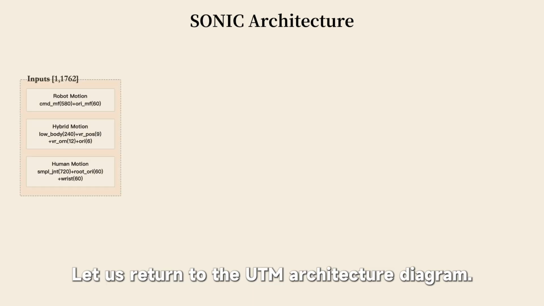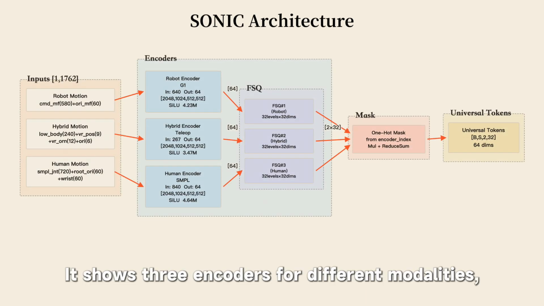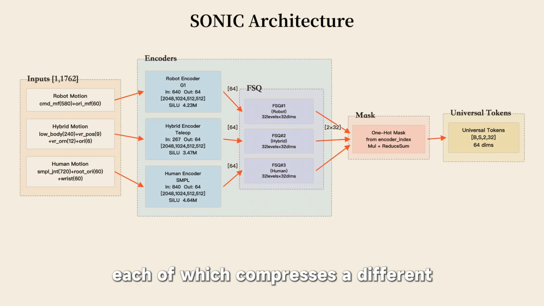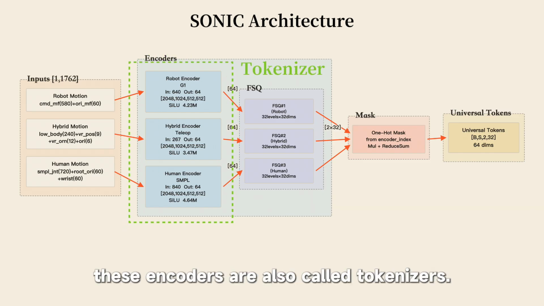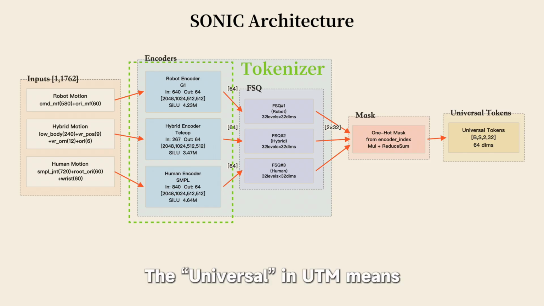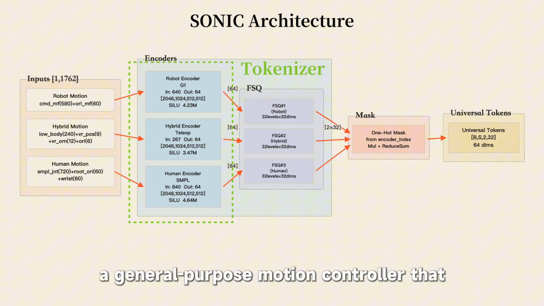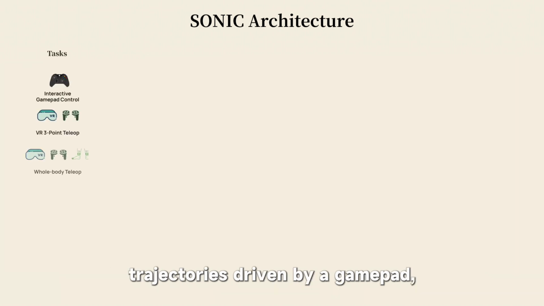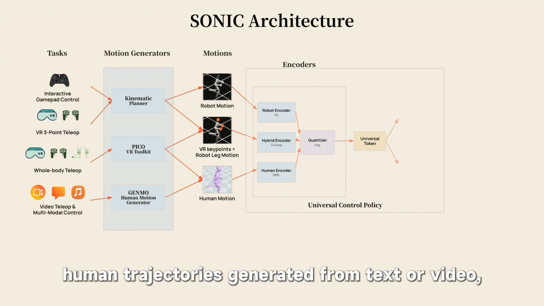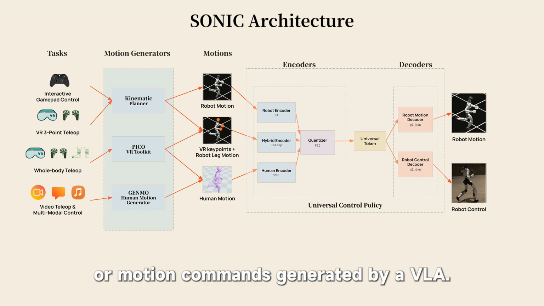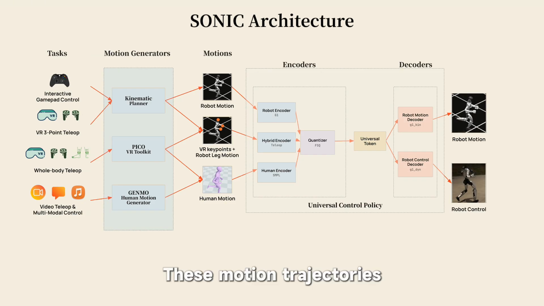Let us return to the UTM architecture diagram. It shows 3 encoders for different modalities, each of which compresses a different form of motion trajectory into a token. In large language model terminology, these encoders are also called tokenizers. Universal in UTM means a general-purpose motion controller that accepts many forms of input: character animation trajectories driven by a gamepad, human motion captured by a motion capture suit, human trajectories generated from text or video, or motion commands generated by a VLA. These motion trajectories have entirely different dimensions.